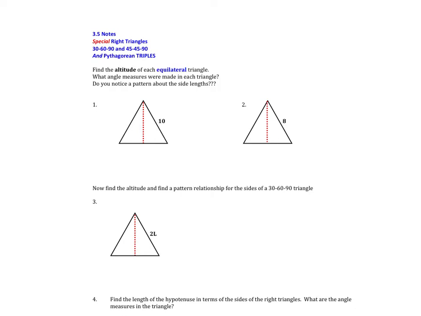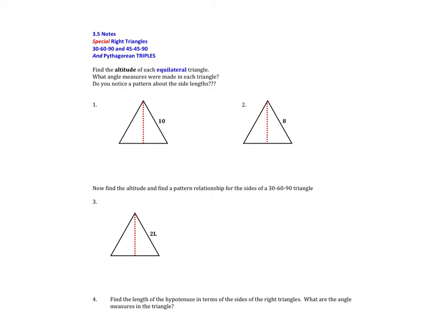Today we're going to be learning about special right triangles. There are two special right triangles. One's called a 30, 60, 90, and the other one's a 45, 45, 90. And then after that, we're going to talk a little bit about Pythagorean triples. So here's what we're going to do.